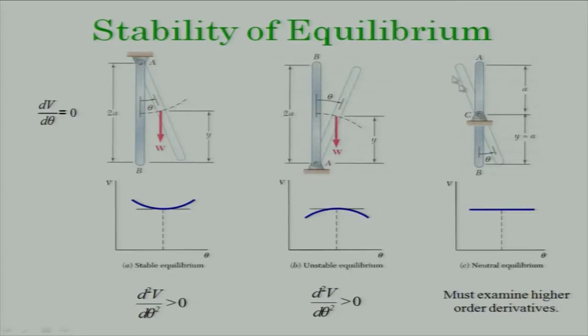And ultimately, neutral equilibrium is this position: if you pin it at the center, then the energy just does not change. No matter what theta you put, energy is constant. In that case, you say that no matter where you move, the system doesn't have a particular preference.